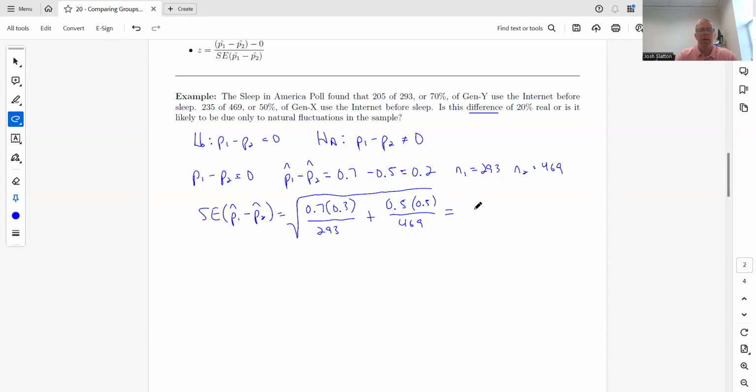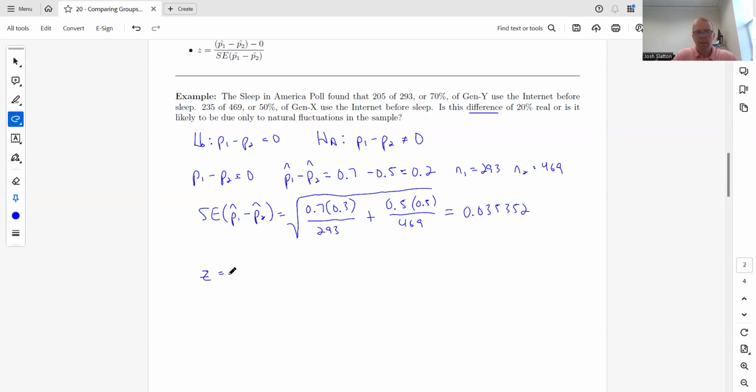Make sure that you are taking the square root of the whole thing. So maybe do the part under the square root first, get an answer, and then square root that answer, so you want to make sure the square root's over the whole thing. So then we get 0.035352. And so now we can find our z-score.